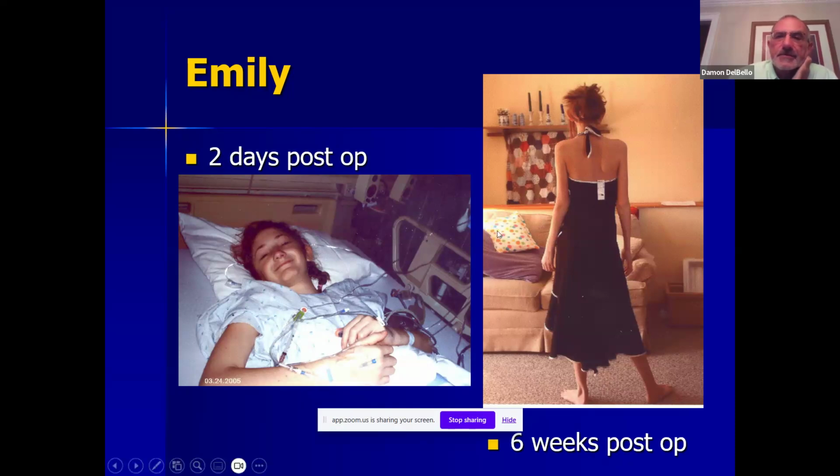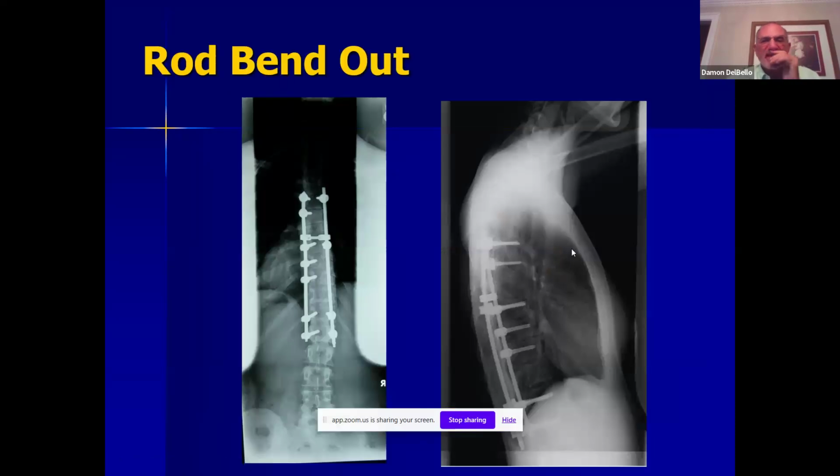And so this is her 6 weeks on her way to the prom. Rod bend out. A frequent problem, one you have to address by loosening up the spine, overbending the rod, etc. Look how straight this rod is. I did not put a straight rod into this spine. This is somebody who just took that cobalt chrome and flattened it right out.